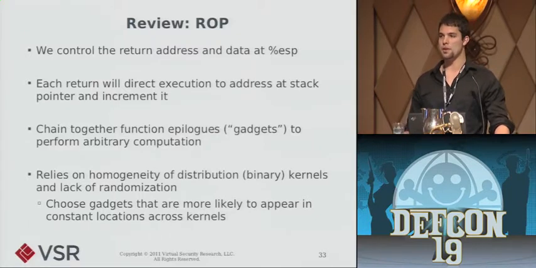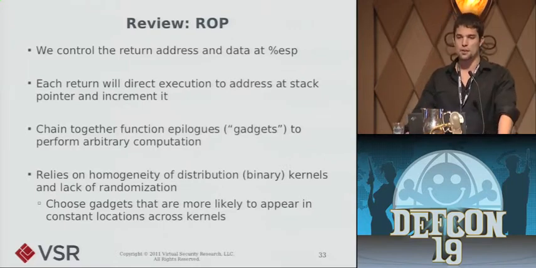If you're running a distribution kernel like Ubuntu, Debian, or Fedora, they're shipping binary kernels, which means everyone with the latest version of Ubuntu has the same kernel image in memory in terms of the code. So it's fairly reasonable to assume that if you know something about your target, then you know where in memory certain instructions live. And there's no randomization of the kernel at all. To make this a little bit better, you can choose these gadgets, these little pieces of code that you're executing, in such a way that they're more likely to appear across multiple kernel builds.